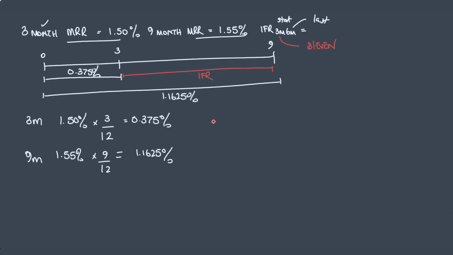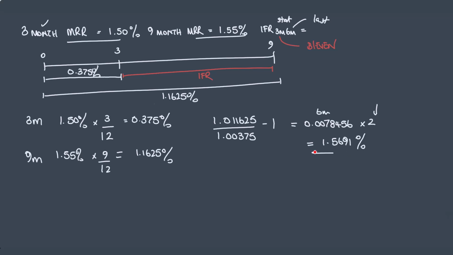Our break even, well, take the longer, 1 plus the longer, 1.011625, over 1 plus the shorter, 1.00375, and knock off 1. What you'll get is 0.0078456. Of course, we never want to quote that for the 6-month period, so we're going to annualize that, express it as a percentage. So to annualize, if it is 6 months, times 2 to quote it as a 12-month rate, that's going to be 1.5691%. That is your IFR.